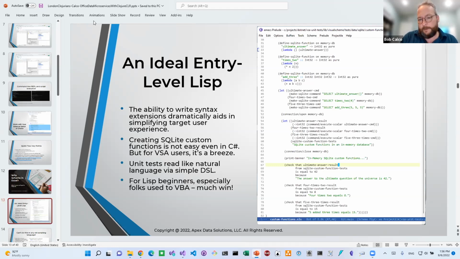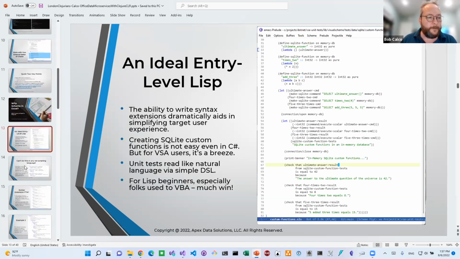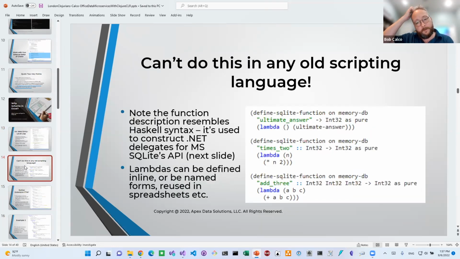You can see also that there's unit tests that read like natural language. For folks who are really new to Lisp, and particularly the VBA folks, I think this is a big win. So that's one of the reasons I started with that. If you think about what a good user interface to a new or non-developer is, it's all about abstracting away the complexity of things. And if you were to write this code in C#, which is perfectly doable, or even VB.NET, there's a lot more work and a lot more boilerplate. This is a pretty high touch syntax extension.